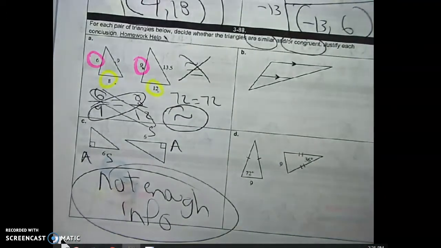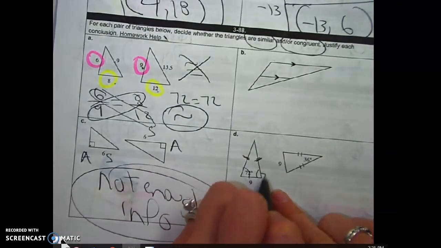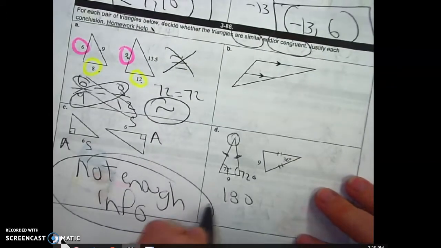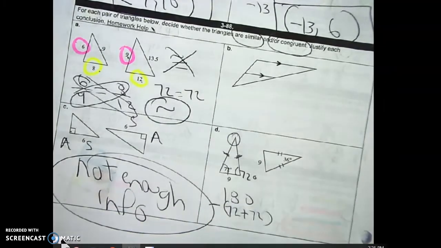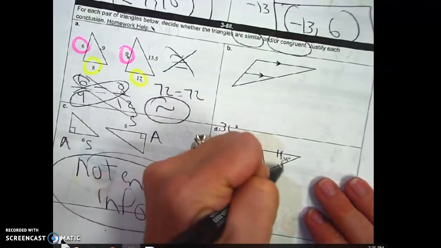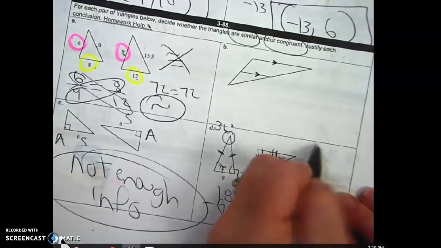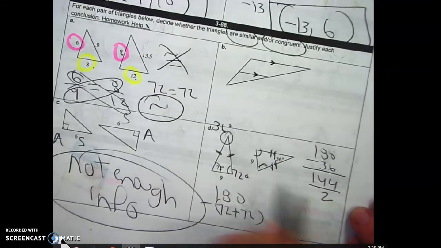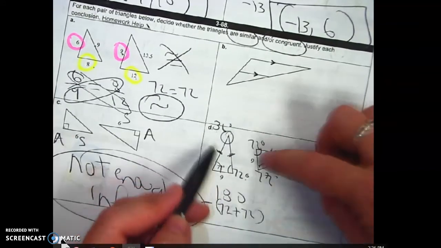All right, let's look at this one. So if these two are the same, that means these two are the same. So that's 72 degrees. To get this side, well, I know a triangle is 180 degrees. I take away the two 72s. So that's 144. So that means that's 36 degrees. If these two are the same, that means these two are the same. So 180 minus 36 is 144. If you divide that by 2, that's 72 degrees. Oh, 72, 72, 36, the sides.